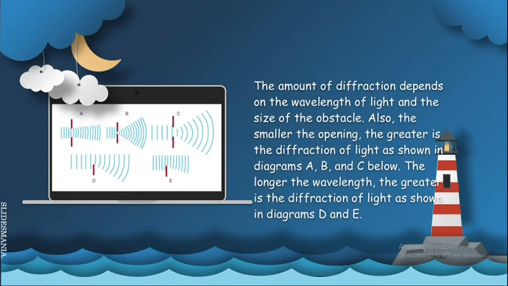The amount of diffraction depends on the wavelength of light and the size of an obstacle. Also, the smaller the opening, the greater the diffraction of light, as shown in diagrams A, B, C below. The longer the wavelength, the greater the diffraction of light, as shown in diagrams D and E.